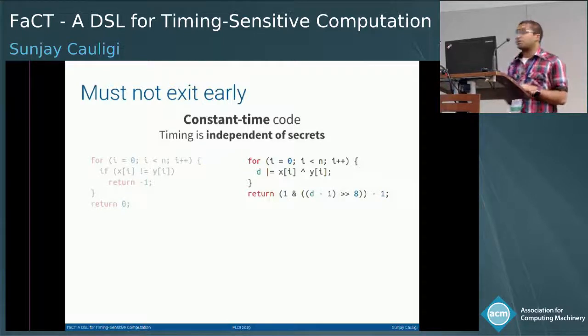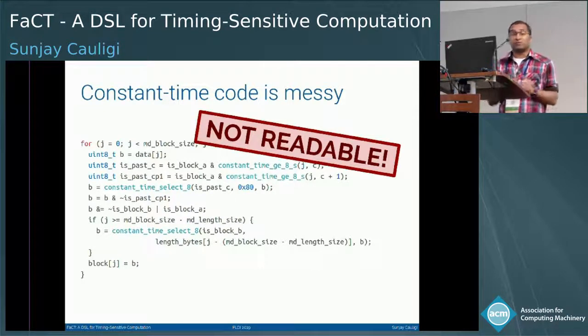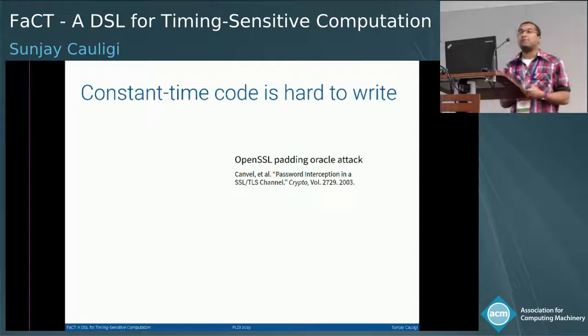For this small bit of code, it's already starting to get pretty inscrutable what's going on. For actual cryptographic code, constant time code gets really messy. And because it gets so obfuscated, this leads to real bugs. OpenSSL had a padding oracle attack where the amount of time that their record validation took to run could reveal your session key to an attacker. And they could go on to man-in-the-middle your SSL session.